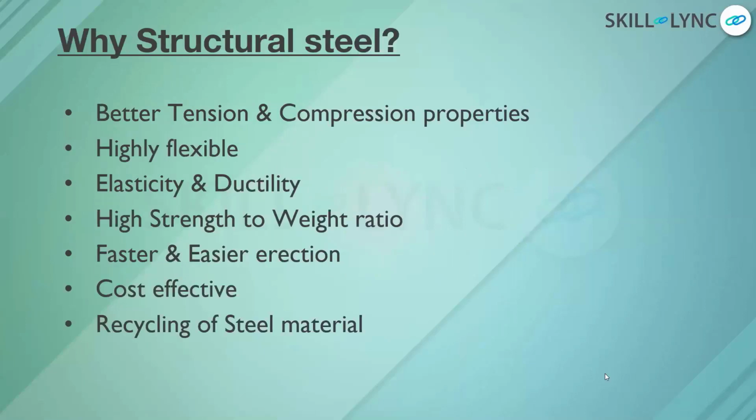So why do we have to go with structural steel? Structural steel is always a more preferred structural element than concrete, because it offers better tension and compression properties, thus resulting in lighter construction. That is, the dead load will be less. Structural steel is not only a stronger material, but it also has a higher strength to weight ratio when compared to other materials.